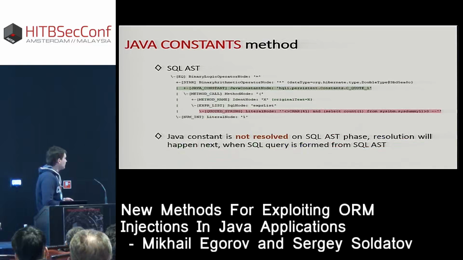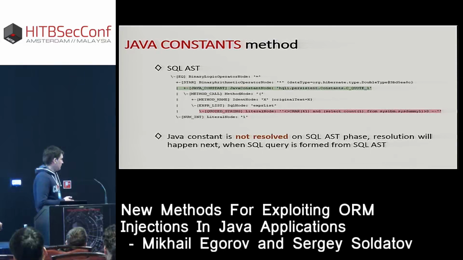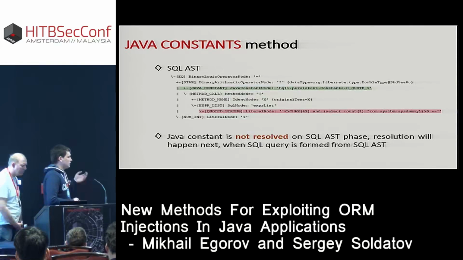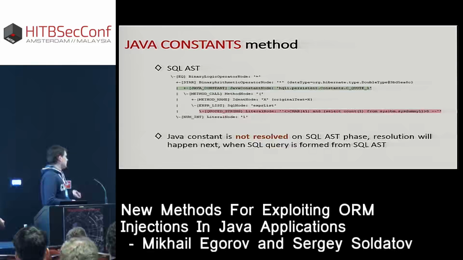After Hibernate parses the HQL query, it builds the HQL AST and then translates this AST into the SQL AST. Here we can see the SQL AST for the HQL query. So we can see that the Java constant node and the string node are translated unchanged into the SQL AST. And we see that the Java constant is not yet resolved.